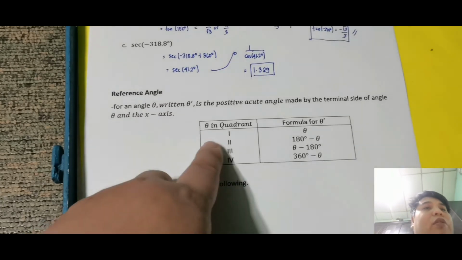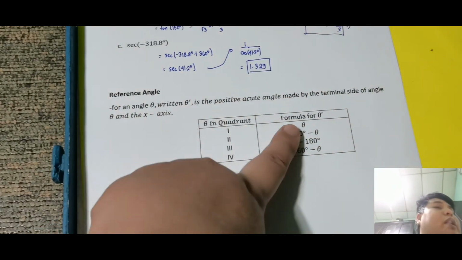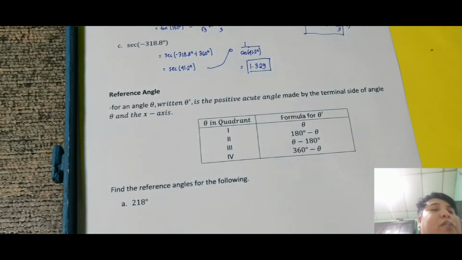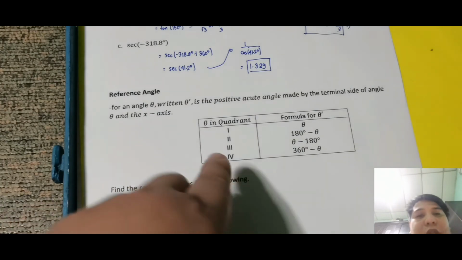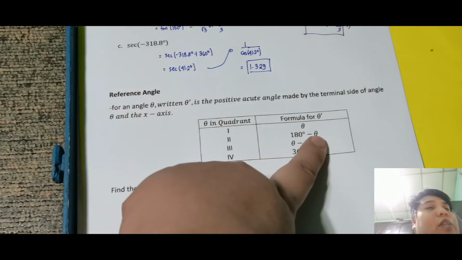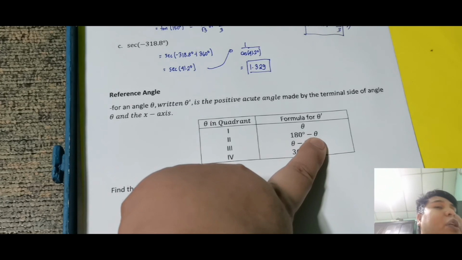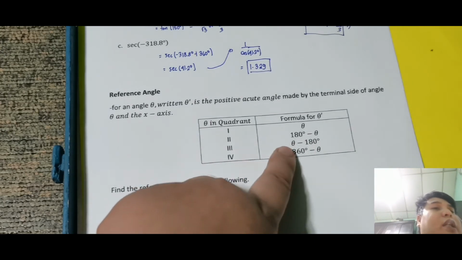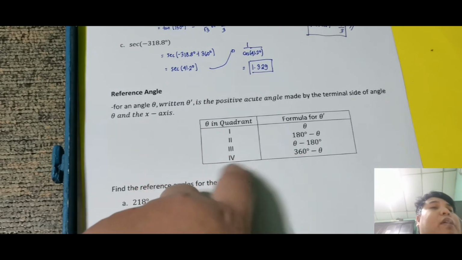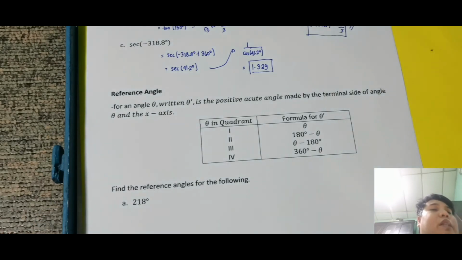Kung yung angle mo nasa quadrant 1, theta lang siya. So, siya na rin yung mismong reference angle natin. Kung nasa quadrant 2, 180 degrees minus theta, yung angle mo. Kung nasa quadrant 3, theta minus 180 degrees. Kung nasa quadrant 4, 360 minus theta.